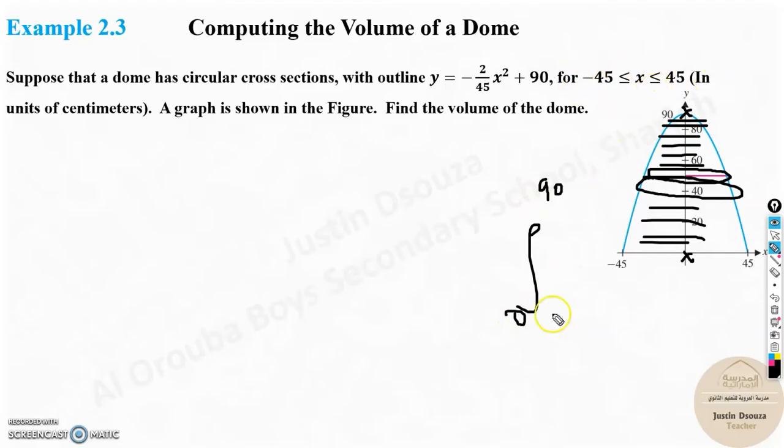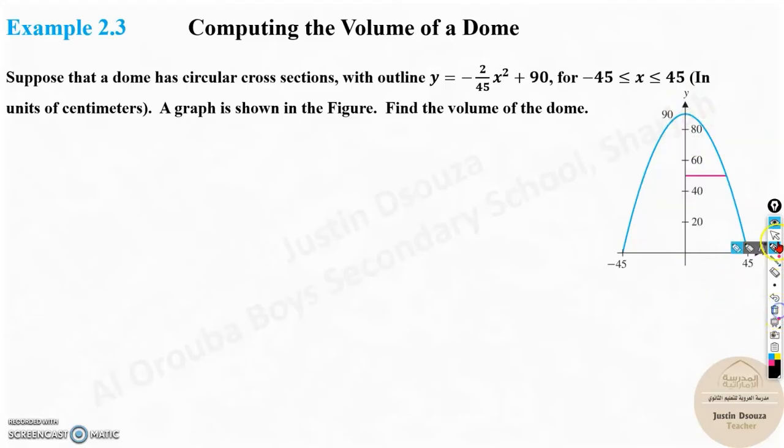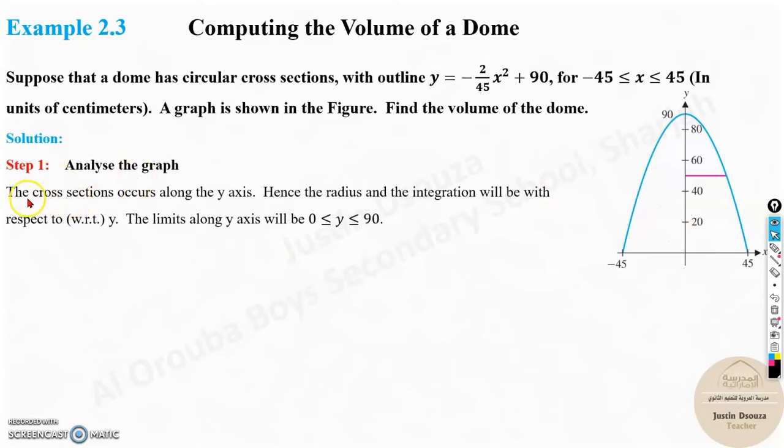Oh, the limit is 45? No, you need to take it along the y-axis. That is very important. Now, we will just solve the problem. You'll understand better now. Analyze the graph. The cross section occurs along the y-axis. This is the main reason. Now, in case the graph was like this and you are to find the volume, then yes, this and this would be the interval along the x-axis. But now it is along the y-axis, isn't it? The cross section over here, see? This one, this is the radius.